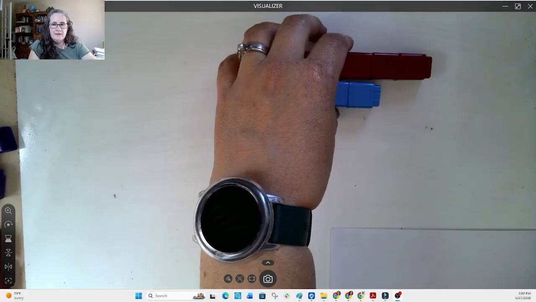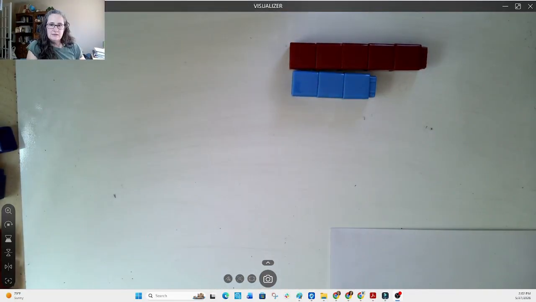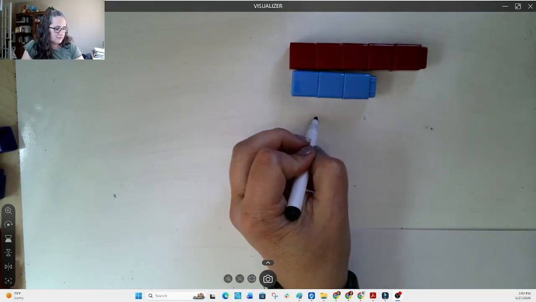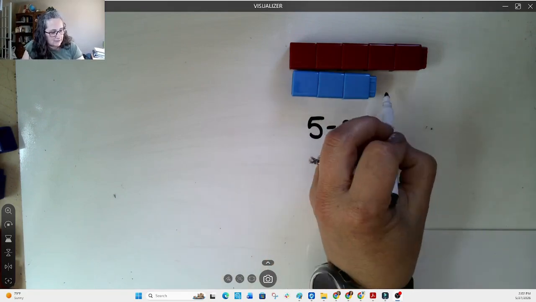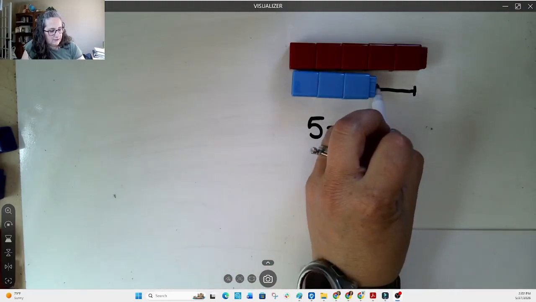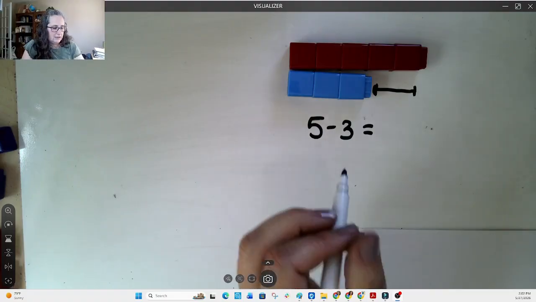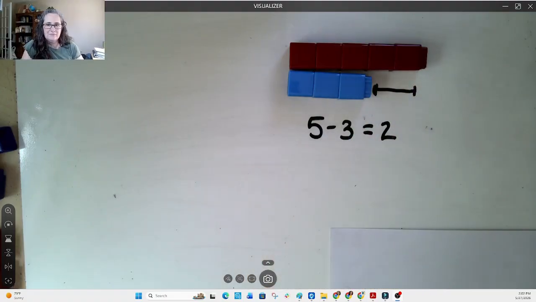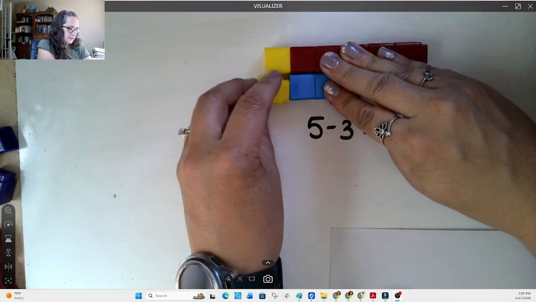So here I have a set of cubes, and I'm modeling the difference between 5 and 3. So if we think about 5 minus 3, to find the difference is represented right here by my cubes. The difference between these two sticks of cubes, 5 and 3, is 2 cubes. See it right there? What happens to the difference if I add 1 cube to each stick?